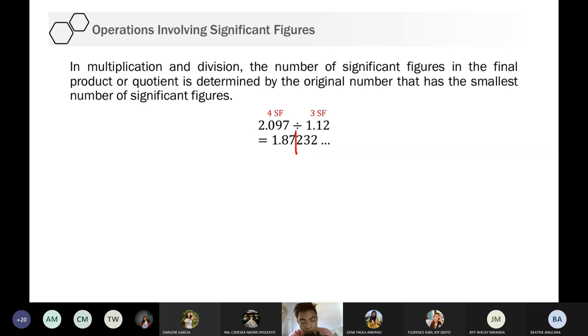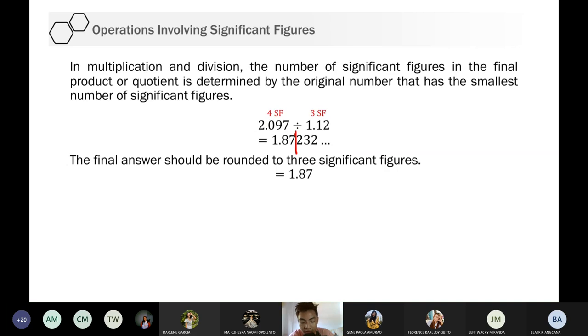So that's three sig figs, no? And because the number to the right of 7 is 2, I round it down. So my final answer will be written as 1.87. This is what I'm telling you, that not all digits are to be written as is, no? You're not going to write the final answer in its complete glorious decimal form. You have to check if the final answer is written in the correct sig figs, no?